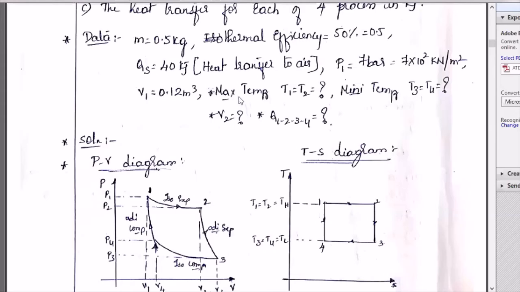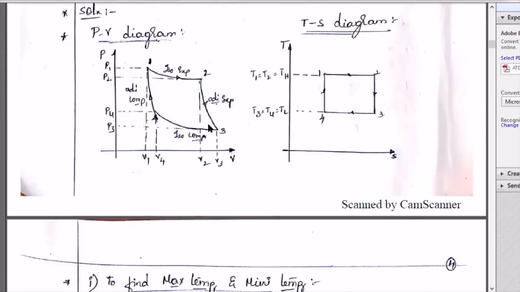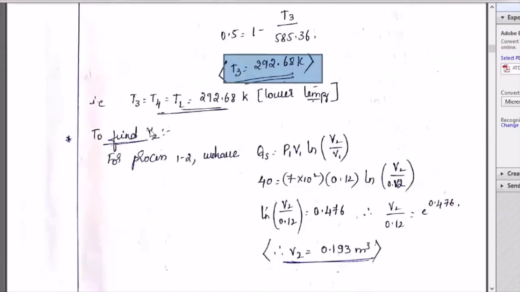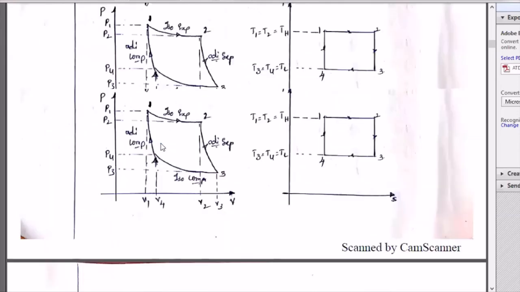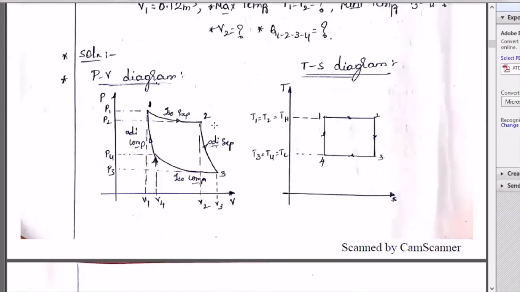Now let us find out the value of V2. How do we find out the value of V2? Very important: V2 is a point that belongs to two processes. You can observe, 2 belongs to 2 processes. 2 is also a part of the 1 to 2 process.